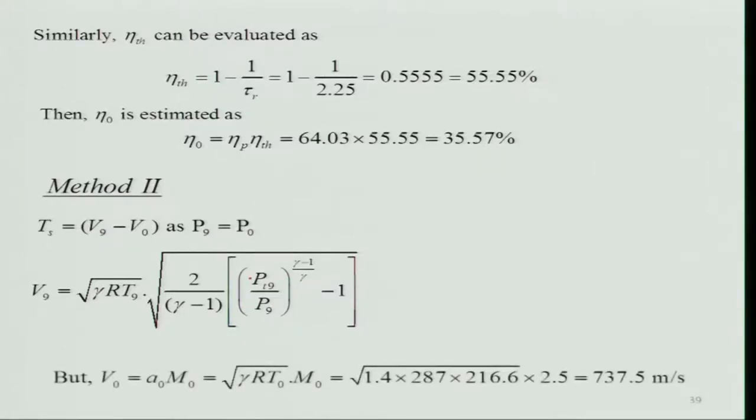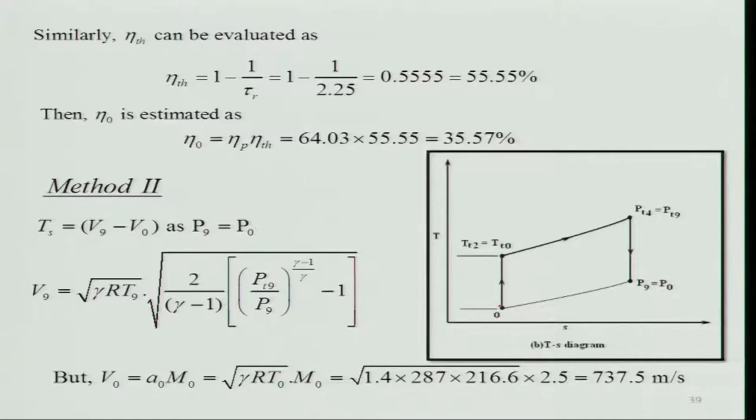And V0 we need to find out, which is a very simple one, same as the previous method: that is A0 times M0. You just substitute these values and you'll get 737.5 meters per second. At least you are having a feel for what V0 is. But in that other method, you do not really know. You substitute the values of M0 and you do not know the velocity with which the ramjet is flying. So that gives a feel.